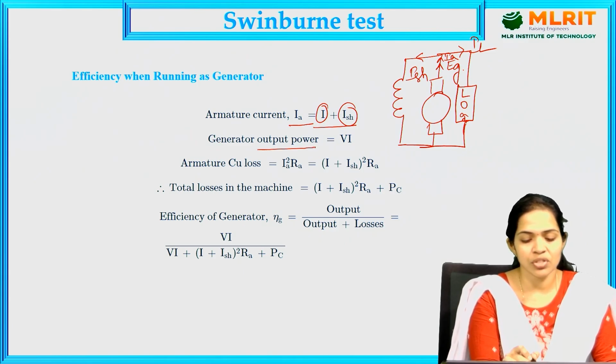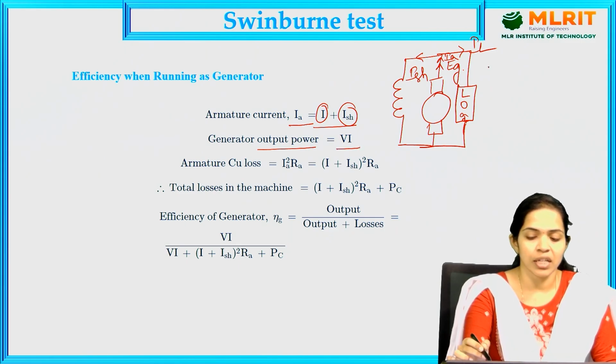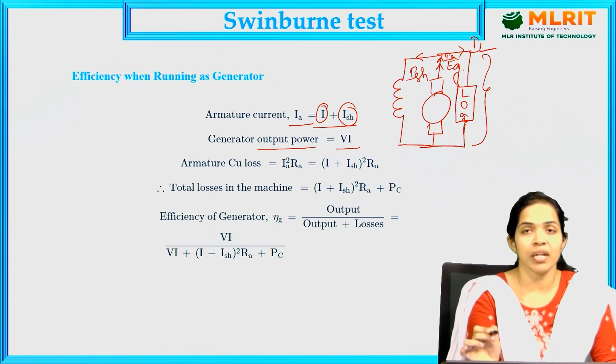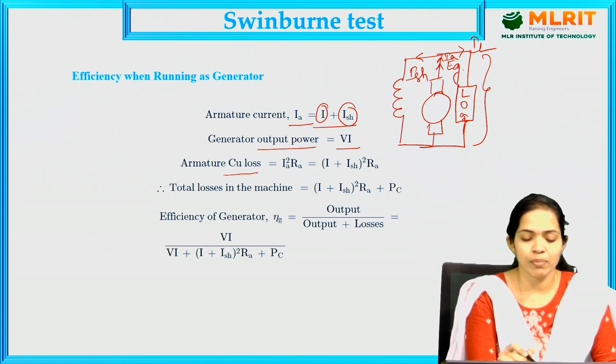Now the generator output, or the power delivered by the armature, will be V into I. That is nothing but the terminal voltage appearing across the load terminals multiplied by the current which is delivered to the load from the armature of the generator. From this, the armature copper loss will now be (I plus ISH) square Ra.